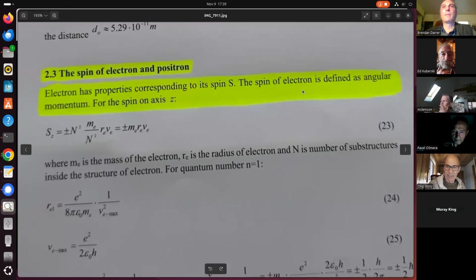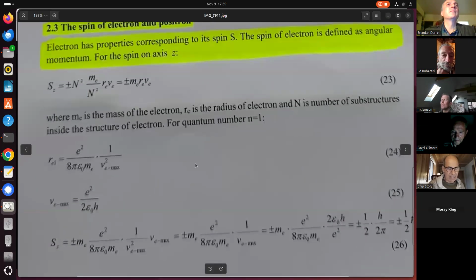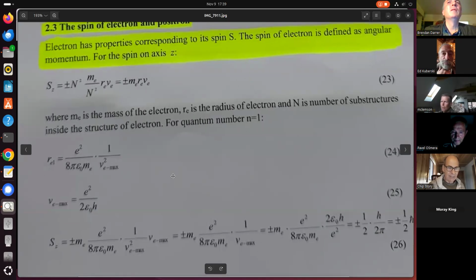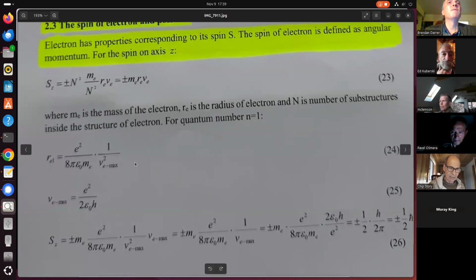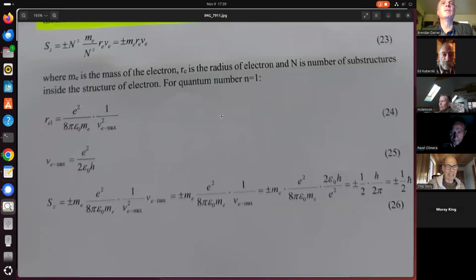The spin of an electron is defined as angular momentum. Yes, it's omega. For spin on axis z, I have an equation which is looking at radius, velocity, and mass combined with the orbital definitions. Spin being equated to this entire construct. Where m sub e is the mass of the electron, r sub e is the radius of the electron, and n is the number of substructures inside the structure of an electron. All right, so those are basic definitions.